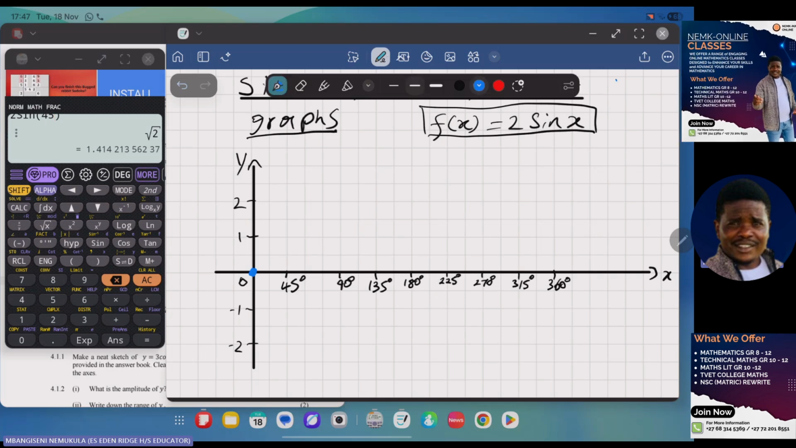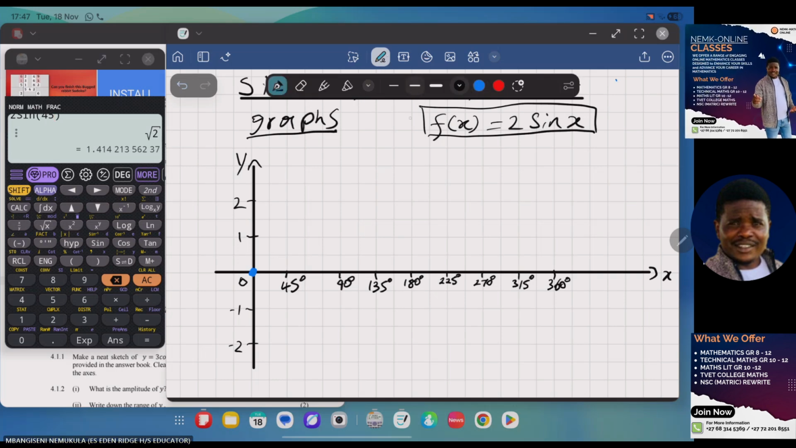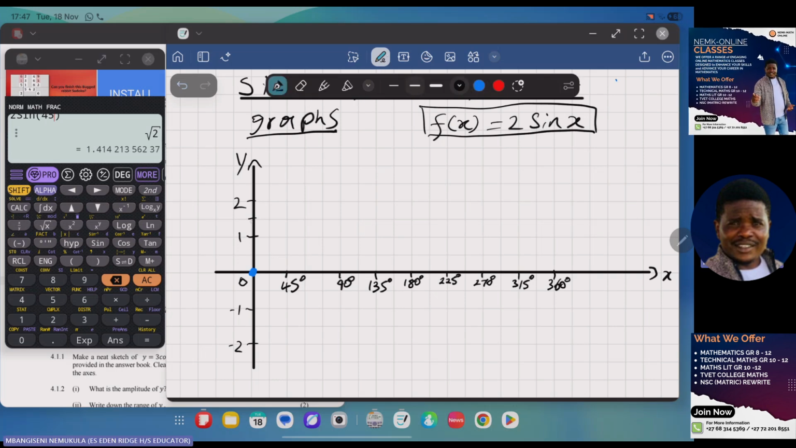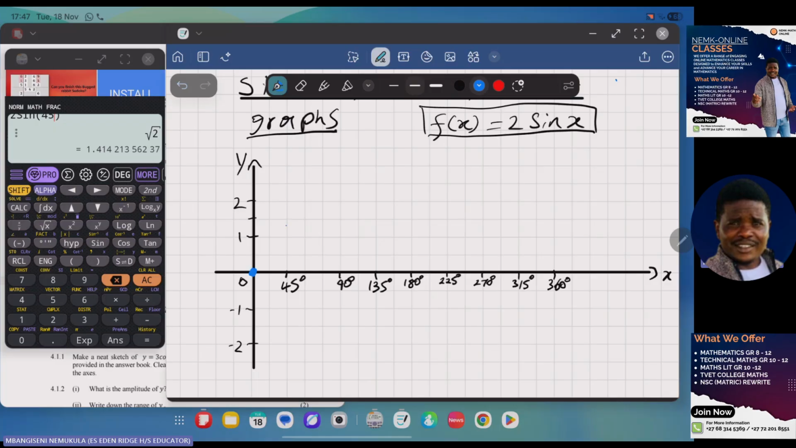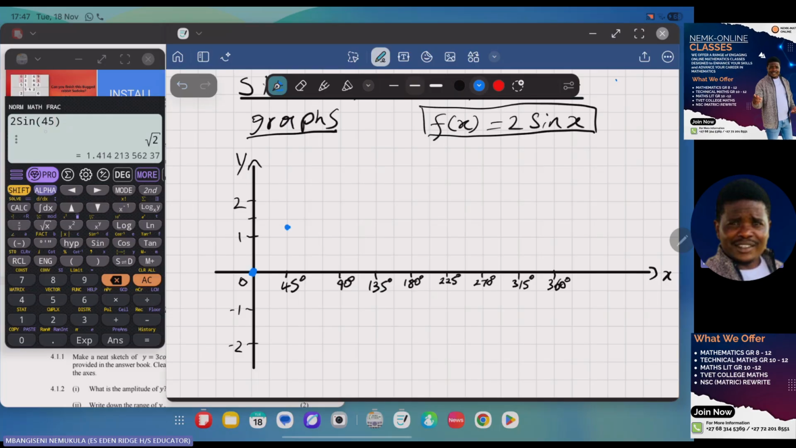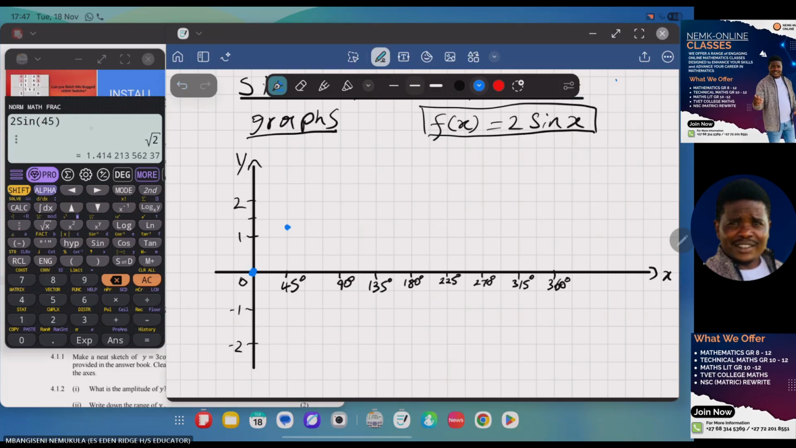Maybe if we check here, this will be 1,5, and 1,41 will be something that is below 1,5. So I can estimate and say 45 and 1,41 is somewhere here. I make a dot. If we check again, it's 45 and 1,41. See that? That's where I see it.